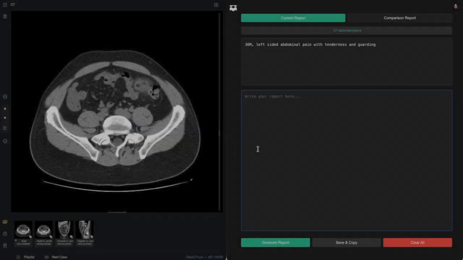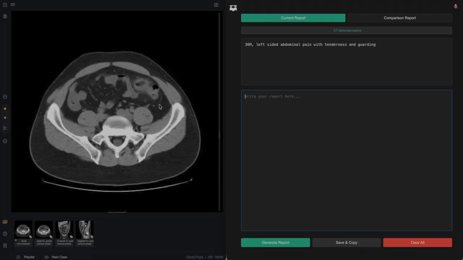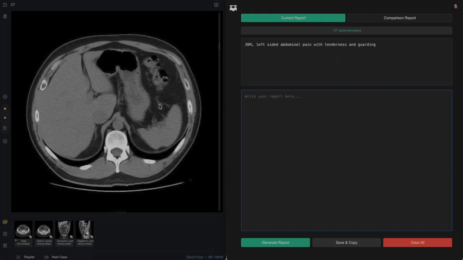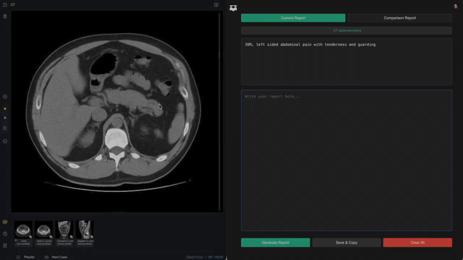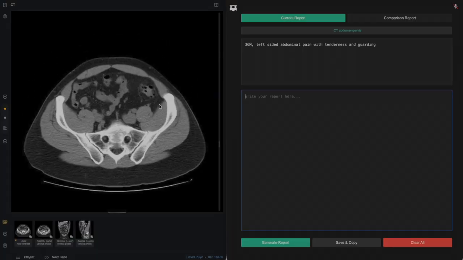Hi everyone, today we've got a case of a 36-year-old male with left-sided abdominal pain, tenderness and guarding. Let's start off by having a look at the CT abdo-pelvis images. First thing to think about would be, do we have any evidence of perforation? I think it's quite nice to get that either ruled in or out early when looking at the scan and then honing in for causes.